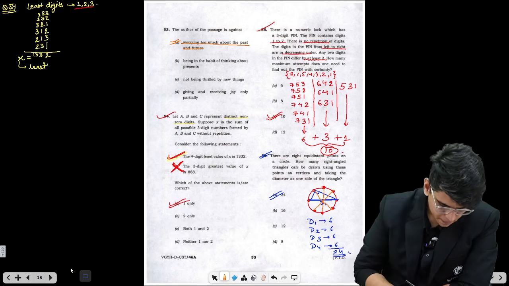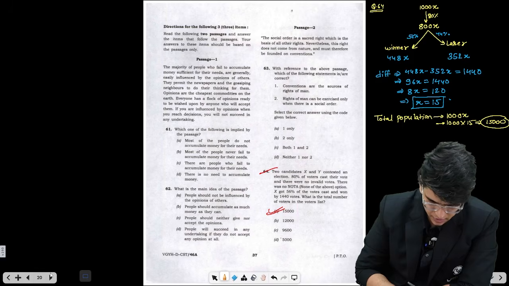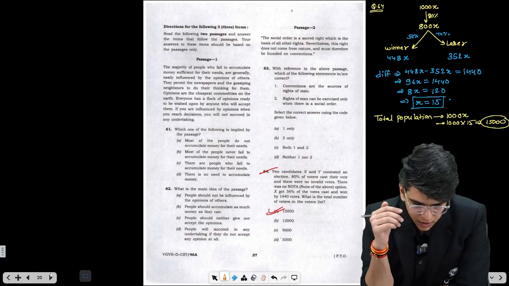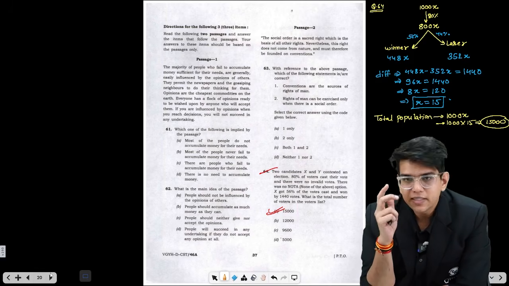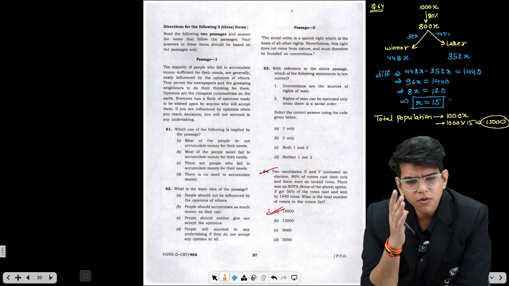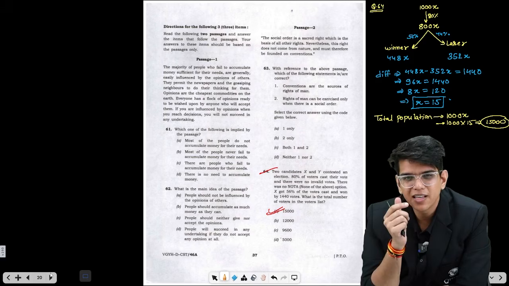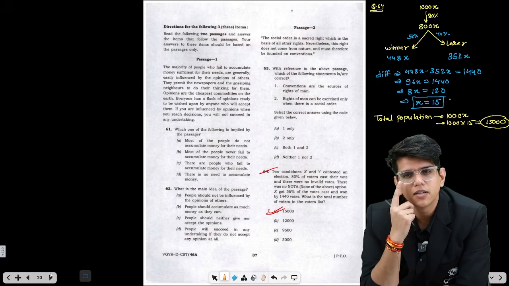Okay, done. How many more questions from reading comprehension? Maybe 4 or 5. Basically, in the 2022 reading comprehensions, some of the students found it difficult. Why? Because most of the passages were philosophical, right? So it becomes a little difficult there, okay?